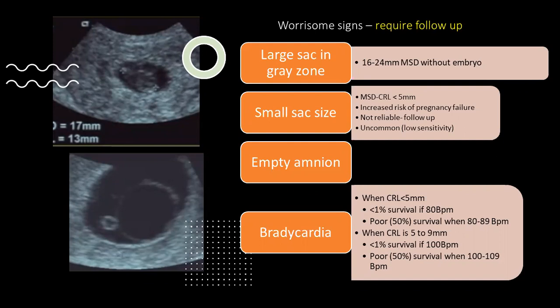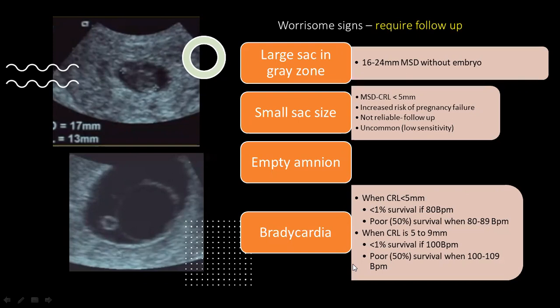It's still at 50%. So we've got a 50% chance of survival in these pregnancies. Now, when our CRL is between 5 to 9 millimeters, if our heart rate is around 100 and below, we also have a very low survival rate of less than 1%. If it's between 100 to 109, we still have a poor survival rate, but it's better, it's at 50%. So we also need to follow up.